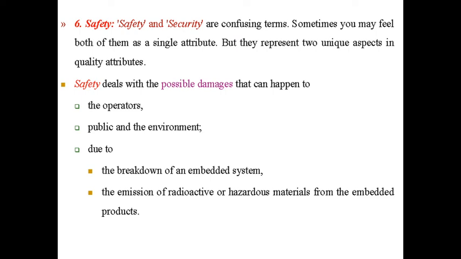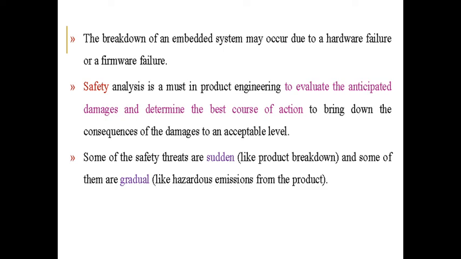Next is safety. Security and safety are confusing words, but safety deals with the possible physical damages of the system which can happen due to the operator, public and the environment, or it may be due to the breakdown of the embedded system, the emission of radioactivity or hazardous materials from the embedded system. The breakdown of an embedded system may occur due to hardware failure or firmware failure. Safety analysis is a must in product engineering to evaluate the anticipated damage and determine the best course of action to bring down the consequences of the damages to an acceptable level.